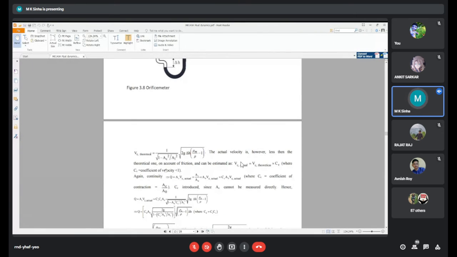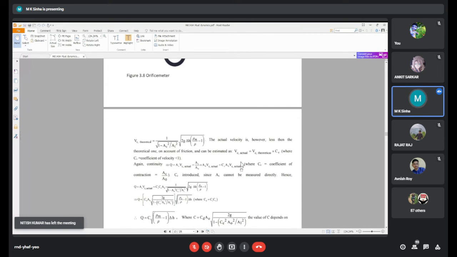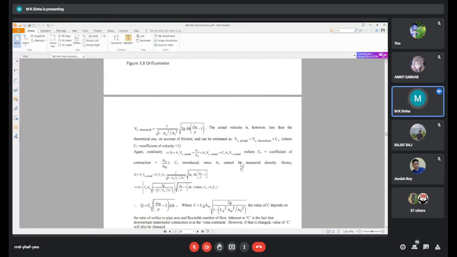On account of friction, V actual divided by V theoretical is called the coefficient of velocity, and all these coefficients are less than 1. So the actual velocity at the vena contracta point C equals the theoretical velocity at point C times CV.